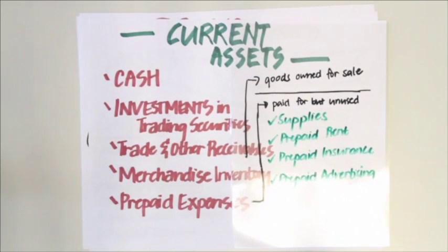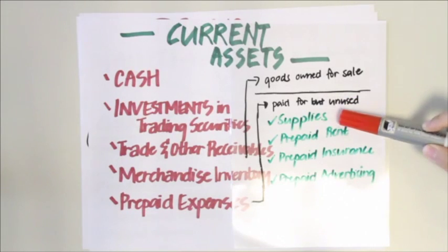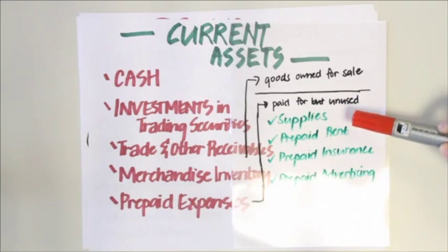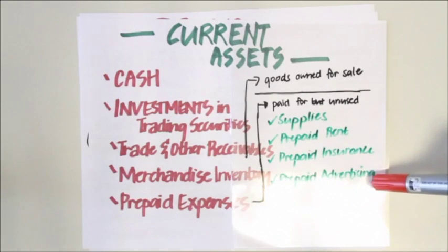And now we have prepaid expenses. So this may seem like a new term to you guys, but you probably encountered these in real life without even knowing it. So basically, these are expenses already paid for but not yet incurred or used up. Here are the common types of prepaid expenses. So first you have supplies, you have prepaid rent, prepaid insurance, and prepaid advertising.